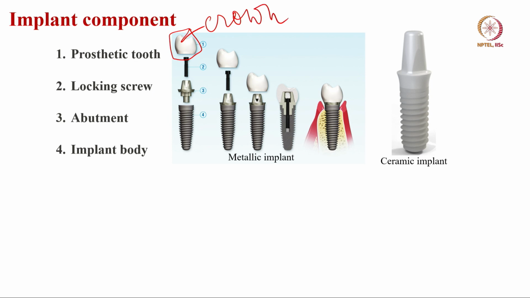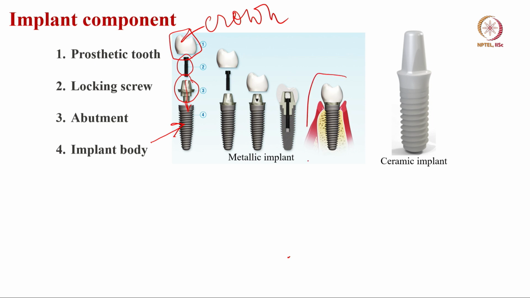Whenever they mention prosthesis, they essentially refer to the crown. Then you have a locking screw and a healing abutment. This healing abutment is to be placed inside a few weeks after placing the implants. So the first step is placing the implants. The second step is placing the abutment and locking screw, and the third is the prosthetic crown.